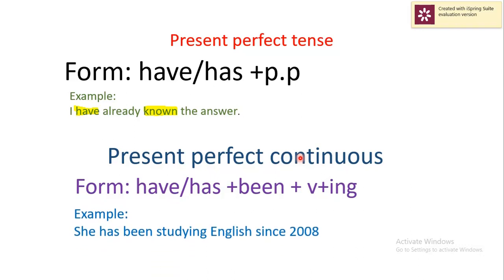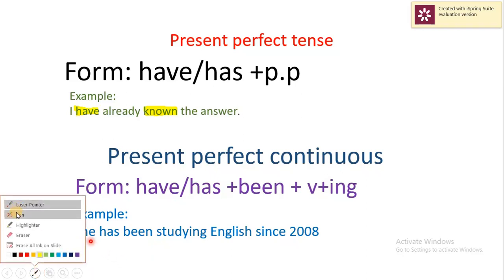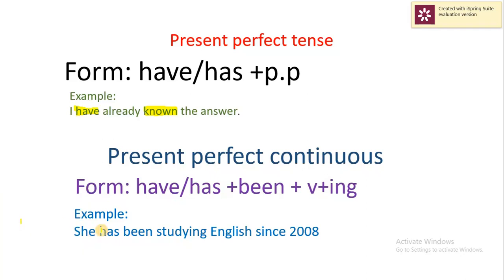The example: she has been studying English since 2008. Now, where is the verb of this sentence? Could you tell me please the verb? It's very clear. The verb here is has, very good, and been, yes. Is it enough? No, we have studying here. So the verb in this sentence is has been studying.